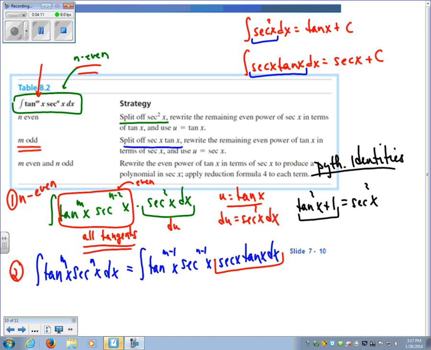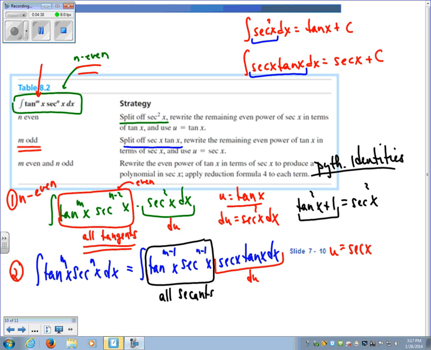Okay, now if I break off secant tangent, the intent here is that this would be the du. If that's my du, my u had to be just the secant. So I'm going to do a u substitution. That means I need this whole other expression here, this part right here, to be all secants.